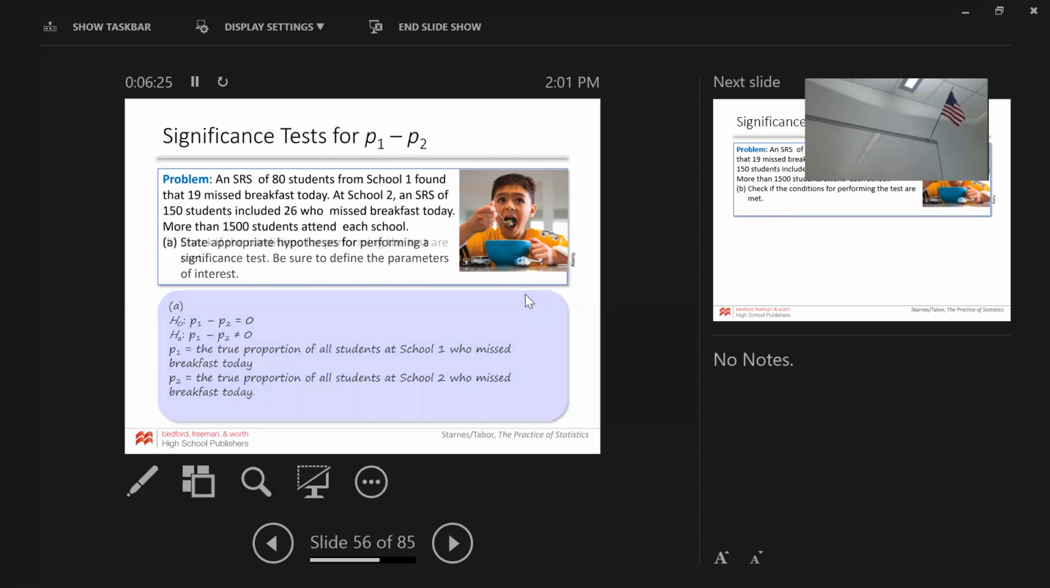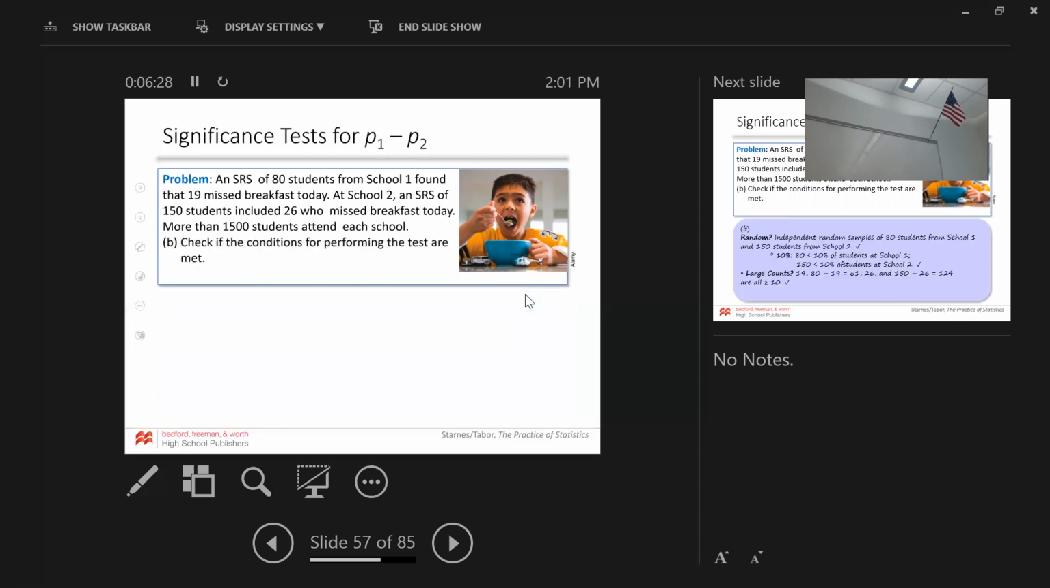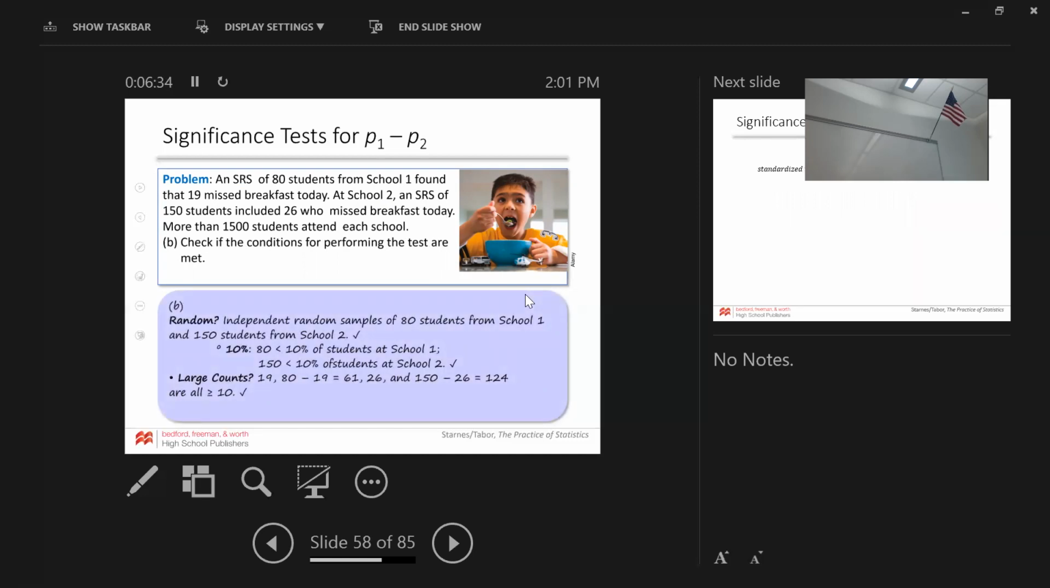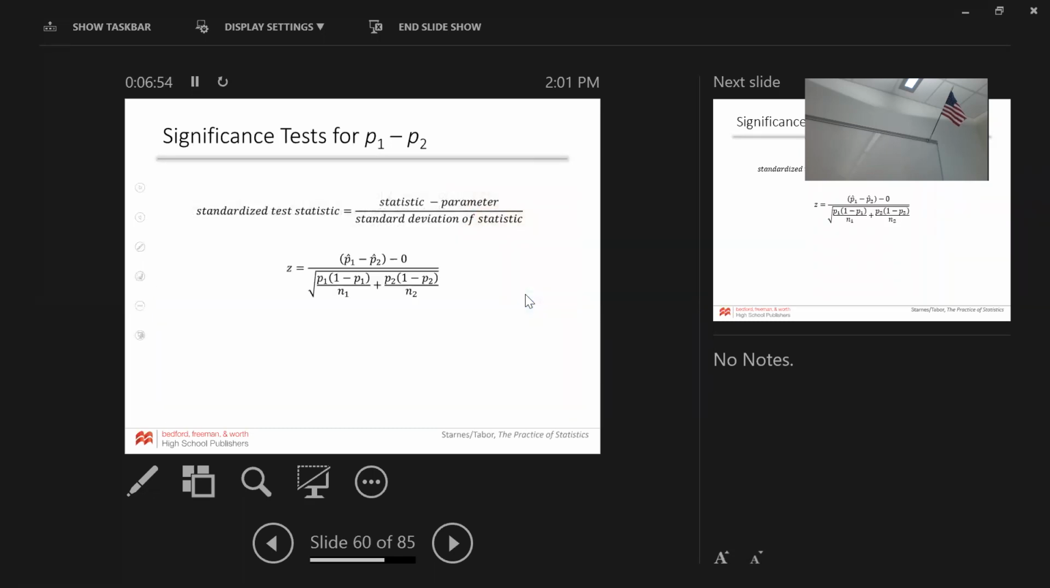What about the conditions? SRS, right? They tell you that there's more than 1,500 kids at each school, so we have less than 10%, and all those numbers are greater than or equal to 10. So the conditions have been met, right? And this is a little awkward now because then they leave the data. They leave the data, so we're going to leave the PowerPoint. Okay? Take out your calculator.